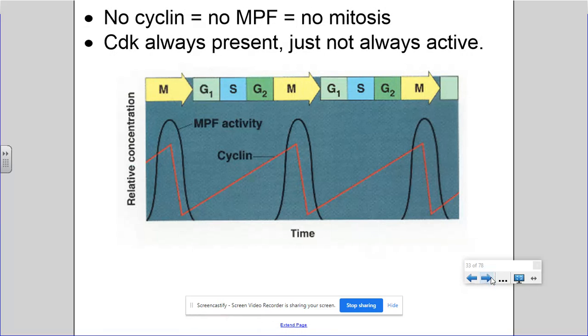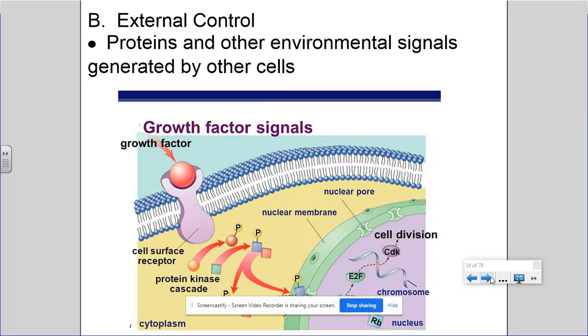Okay, so short summary: no cyclin, no MPF, no mitosis. CDK is always present, just not always active. Cyclin cycles in concentration. Okay, now for external control.